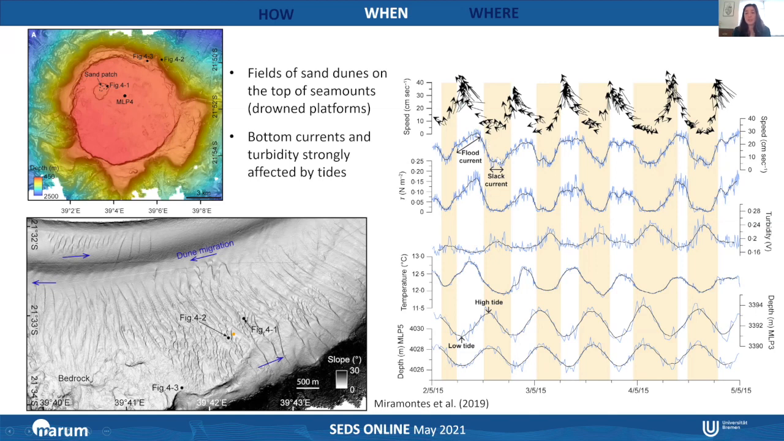And it's during the time of weak currents when we have an increase in the turbidity. Because when the currents are very strong, they just transport away all the sediment and it cannot settle near the seafloor. But when the currents stop, then the sediment that is in suspension in the water column can start settling down, and we have this increase in the turbidity.